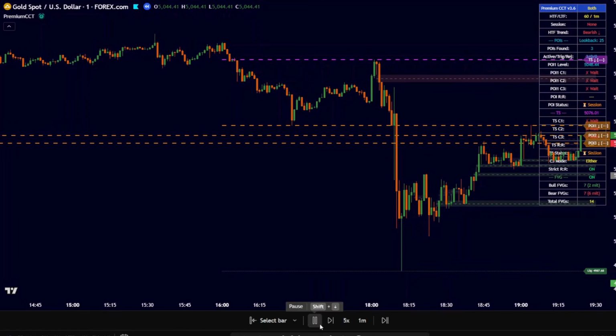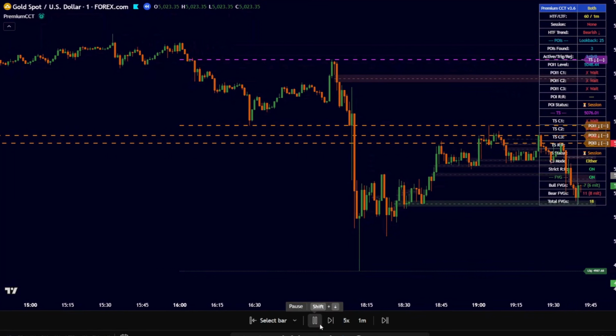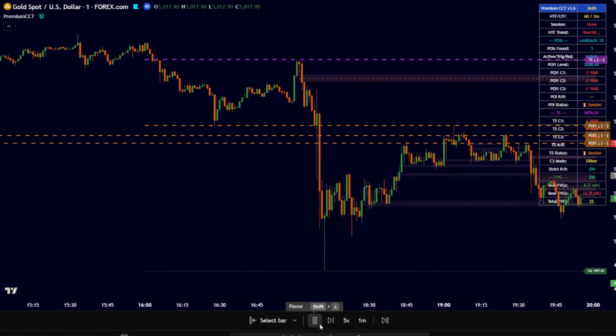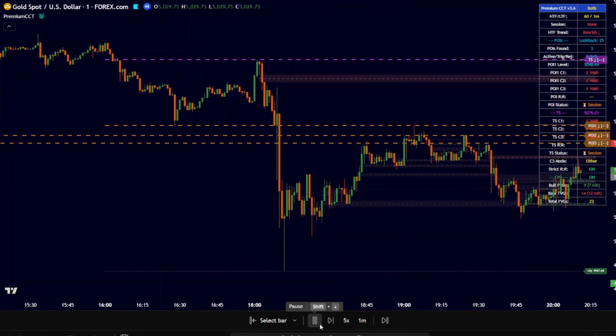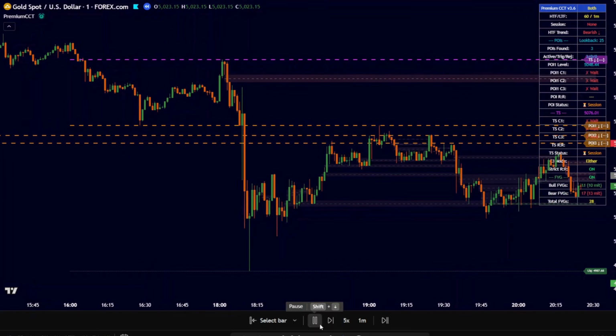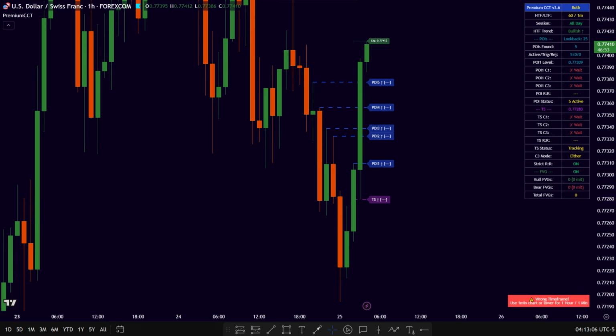It will display up to your max POI count setting. For bearish setups, the process is similar. It finds lows that were broken and verifies they haven't been touched by subsequent lows. Each POI is numbered for you: POI 1, POI 2, POI 3, and so on.